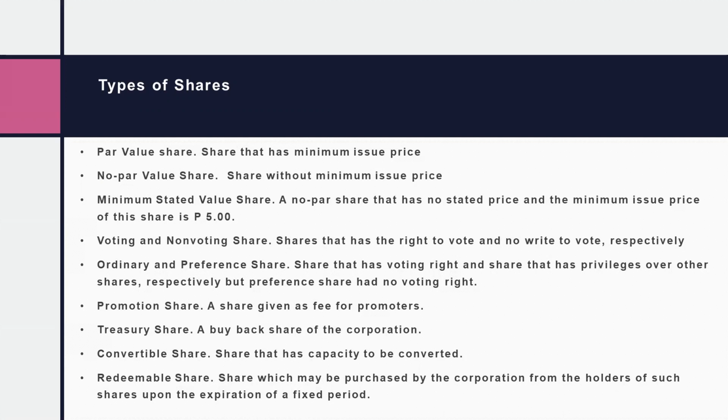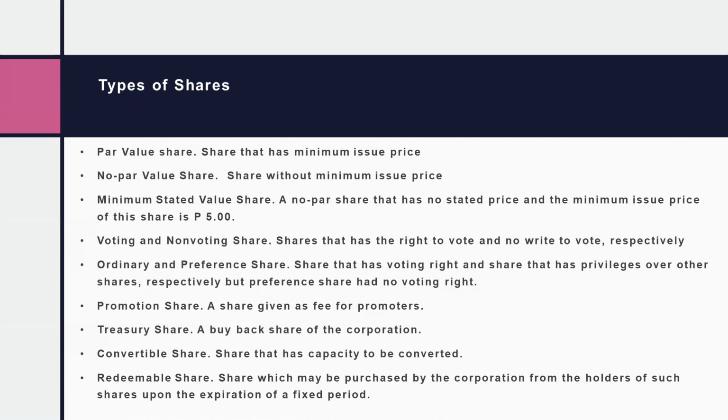Minimum stated value of share, this is a no par value share that has no stated price. So kung wala siyang stated price, the minimum issue price is 5 pesos. So you cannot sell, no, this share at an amount less than 5 pesos. Pwede rin namang voting or non-voting share. So pag sinabing voting share, these are those shares that has the right to vote. Example nito ay yung mga ordinary shares. So ordinary shares have voting rights.